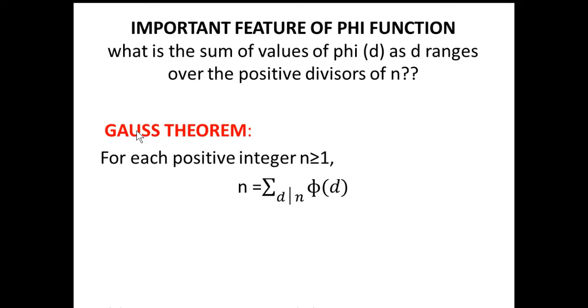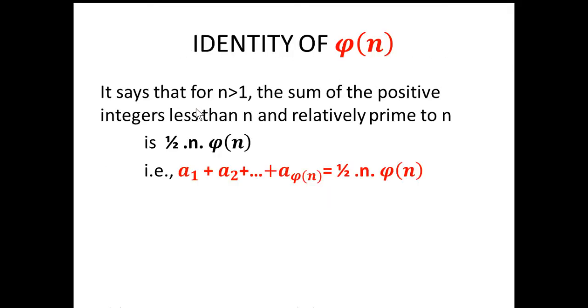This is another important feature of the function phi n: what is the value of the sum of phi d as d ranges over the positive divisors of n? So when you add all the values of phi d where d is a divisor of n, it is equal to n. So this is Gauss theorem: summation phi d is equal to n. And it also says that if n is greater than 1, the sum of the positive integers less than n and relatively prime to n, that is a1 plus a2 plus up to a phi n, is equal to 1 upon 2 n phi n.